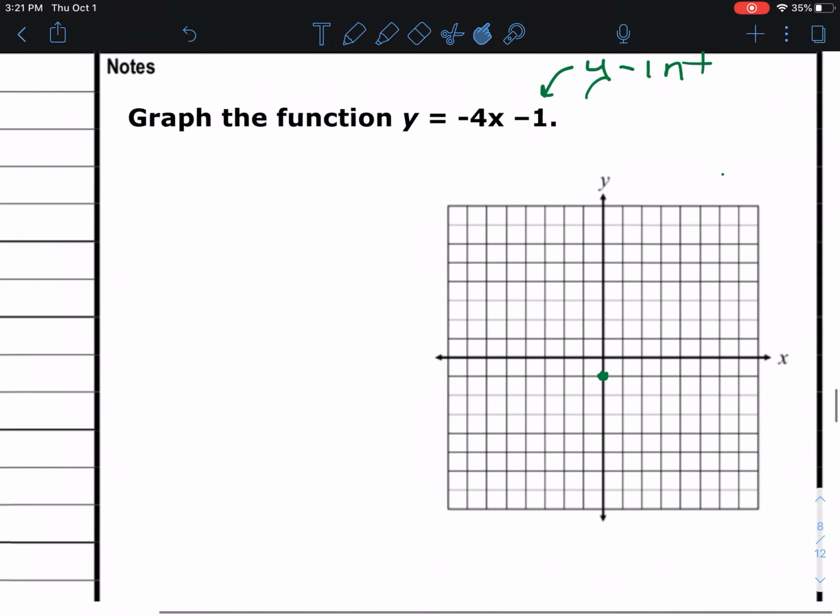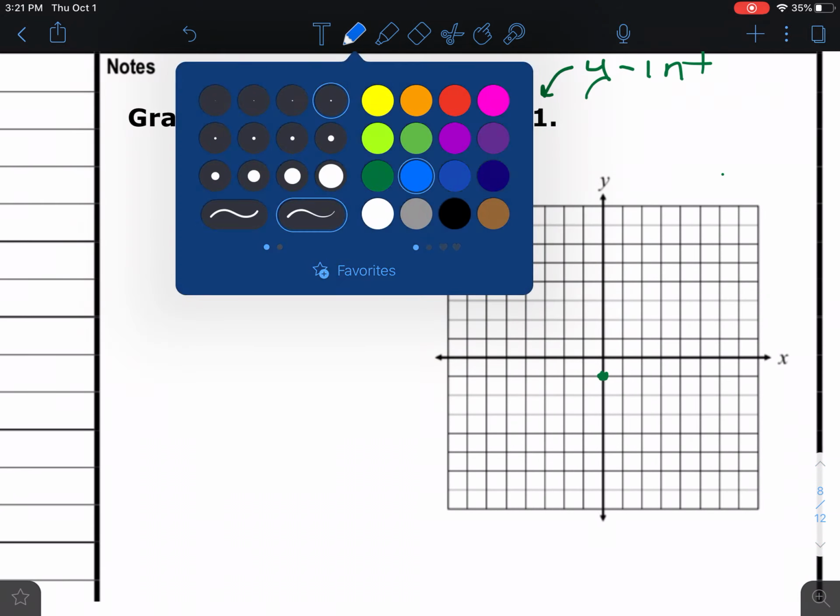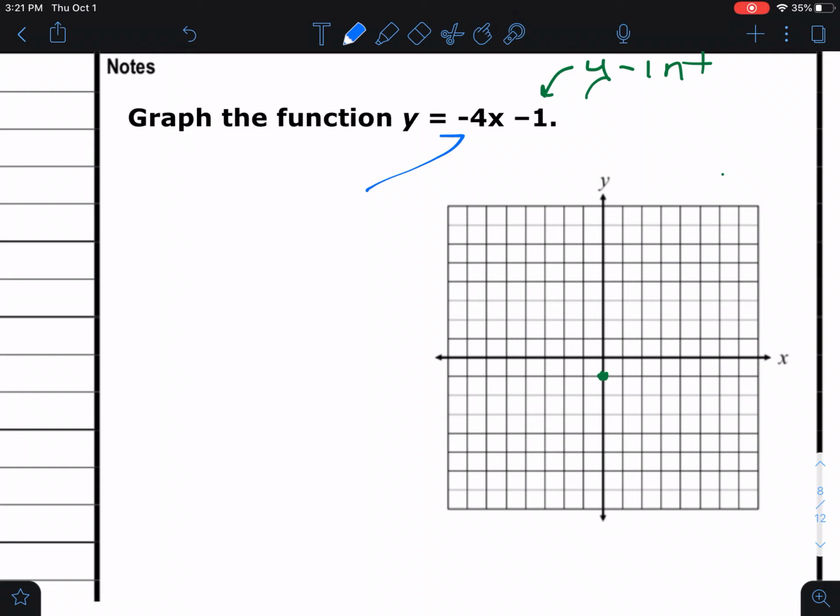Okay, now we're going to look at what we've got here. I'm going to change colors here. The slope is -4. Now to use this, remember, slope is rise over run, so we want to convert this to a fraction. Well, it's not a fraction right now, but in order to make it a fraction, all we have to do is put a 1 underneath it. Now, I can keep the negative on the top, or I could also put it on the bottom.